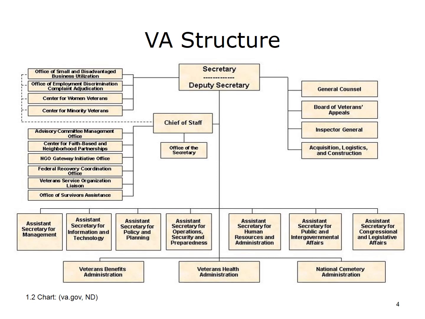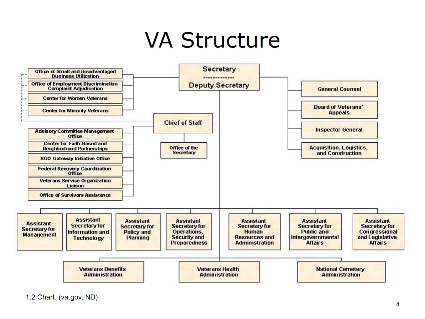This flowchart illustrates how the VA is structured. The Office of the Secretary at the top provides oversight. Several specialized offices are listed at the top left, with programs for small business, employment discrimination, women veterans, and minority veterans. Just above the bottom row are offices for information and technology, policy and planning, security and preparedness, human resources, government affairs, and legislative affairs.